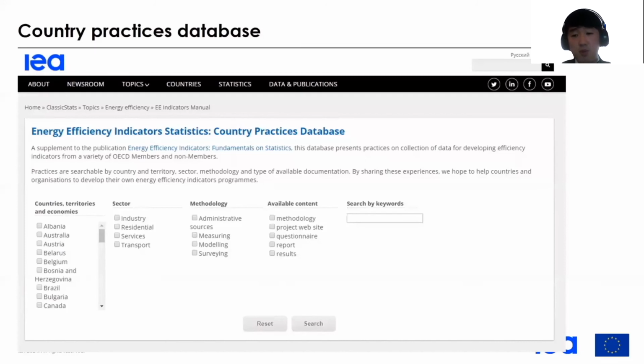The other one is essential for policy making. This shows how to understand and interpret the developed indicators, and it also describes how to see the efficiency effect from the energy efficiency indicators by using decomposition methodologies. So feel free to have a look. They are all free resources available on the IEA website, and please feel free to contact us in case you have any questions.